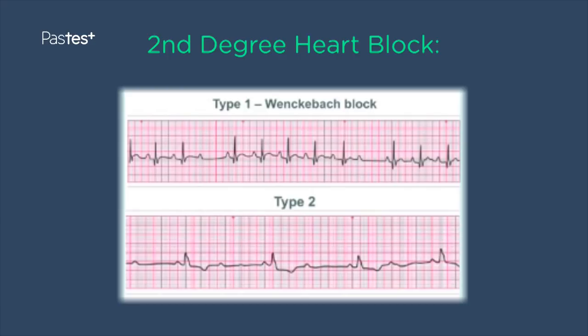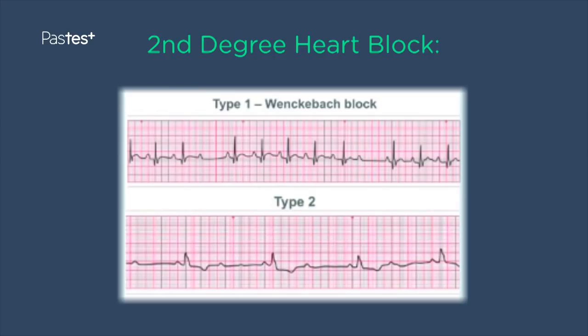Second degree block can be split into 2 types. Type 1 is Wenckebach, and there's a type 2. In type 1, Wenckebach, you have an ever-increasing length of the PR interval. If you look at the middle of this recording, you can see initially the PR interval is short, and then beat after beat after beat, it gets progressively longer until it gets so long that conduction from the P wave to the next QRS complex gets dropped, and you have a non-conducted ventricular beat. So this is typical of type 1 or Wenckebach block.